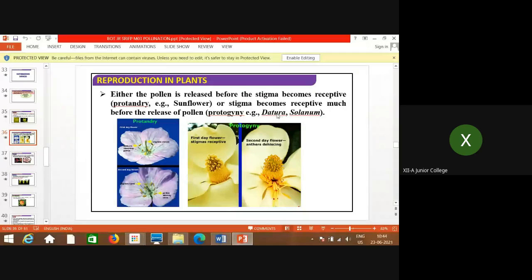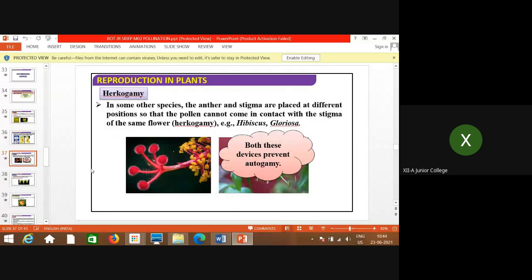Whereas in the case of datura and solanum, what happens? The gynoecium matures earlier than the androecium. The female part matures earlier. Trichogamy, what is that? The position. Mechanically, it naturally becomes a barrier. Now, in the case of hibiscus, you can very easily observe that the stigma is at the topmost position, and the anthers, that means pollen grains, are produced at the lower level. So there are no chances of the pollen grains of the same flower reaching the stigma of the same flower. So hibiscus and gloriosa are examples where the position of these gametes itself becomes a barrier.